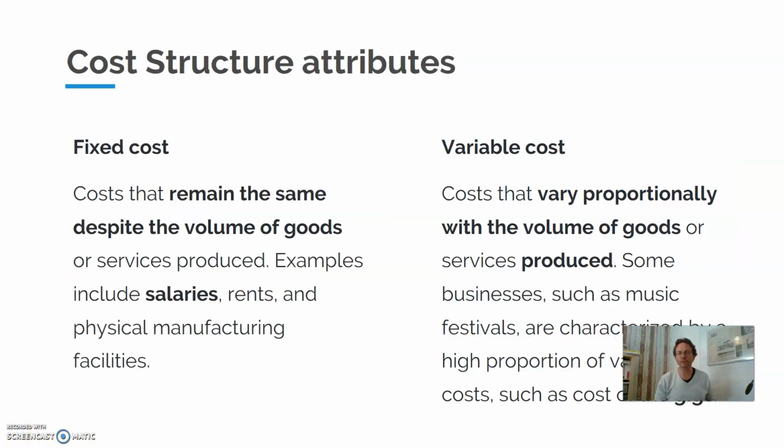Now, the cost structure has 4 important attributes: fixed cost and variable cost. Costs that remain the same despite the volume of goods are called fixed costs, and variable costs, as explained in the graph earlier, are costs that vary proportionally with the volume of goods or services produced.